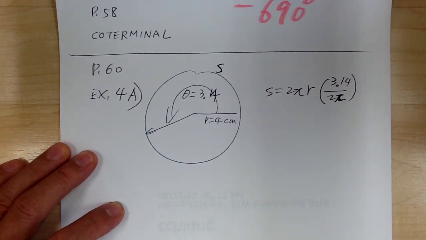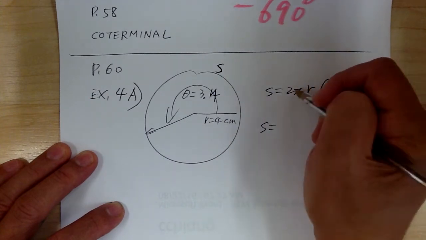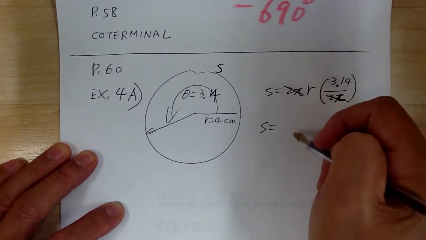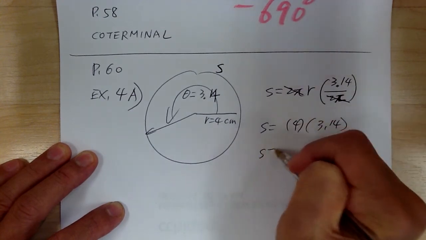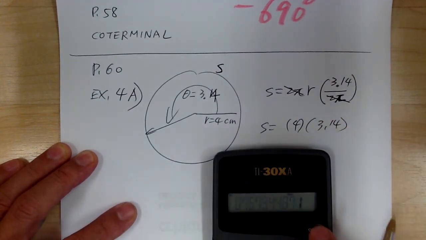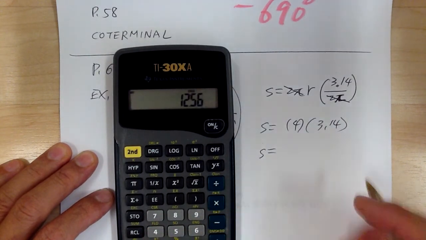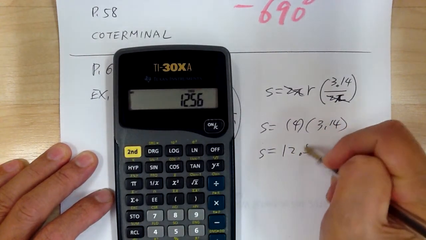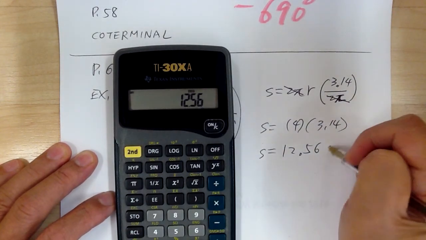Okay, so now you can go and substitute in. So in this case, the 2 pi can cancel out, and the radius is 4. And so get your calculator. So you got 4 times 3.14 equals 12.56. And don't forget, you need to write down the label, right?